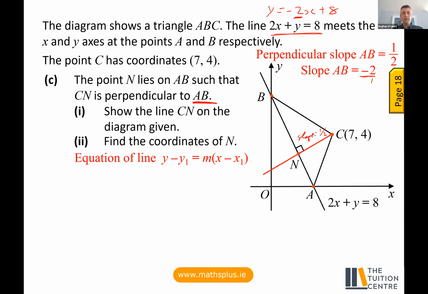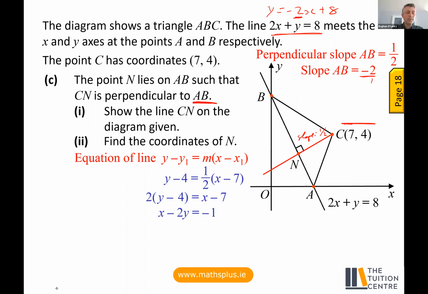The equation then, well, I have the point (7, 4) and I have my slope. So I say y minus 4 is equal to a half times (x minus 7). Multiply across by my 2. I get x minus 2y is equal to -1. Okay, so that's my equation of this line CN.